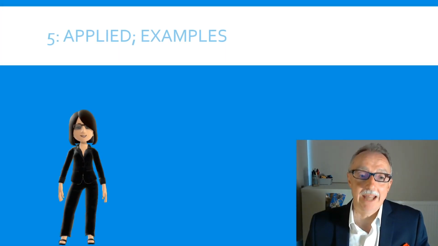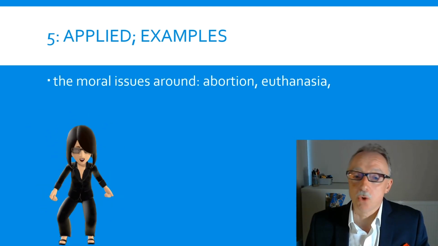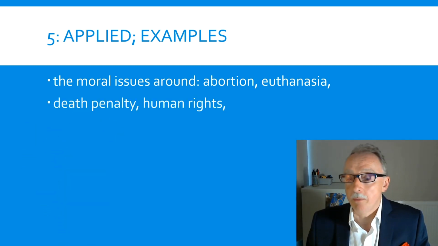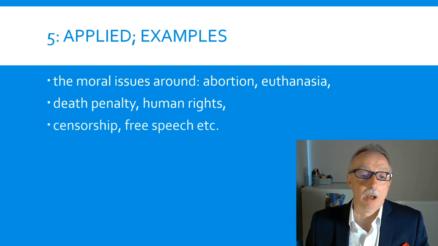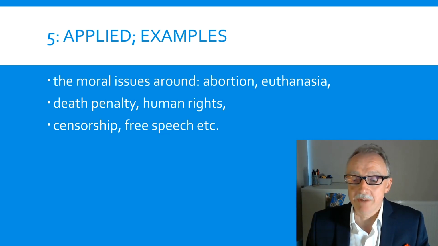And finally then, just to give you a flavour of how applied ethics work, here are some examples. You might want to look at the moral issues around abortion or euthanasia, around the death penalty, the whole topic of human rights, censorship and free speech. And these are all topics which enable you to take the normative ethics methodology and apply it to the certain circumstances of these examples. That then is applied ethics and examples of applied ethics topics.